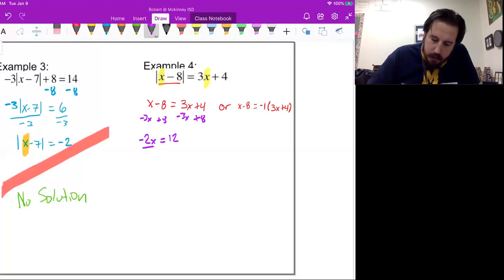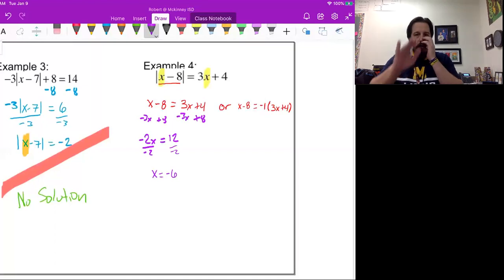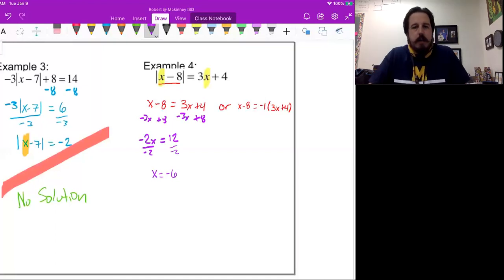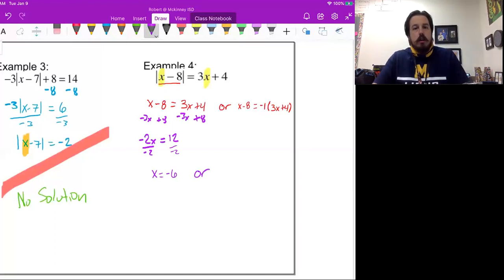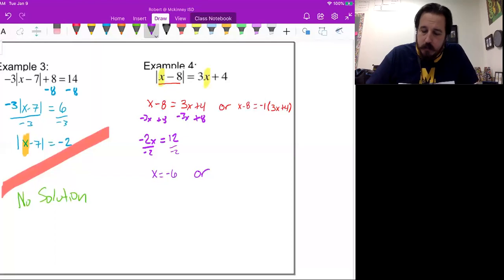And I divide both by -2, and I get x equals -6. So that is one of my possible answers. Or I have the other one that I could be looking at as well.